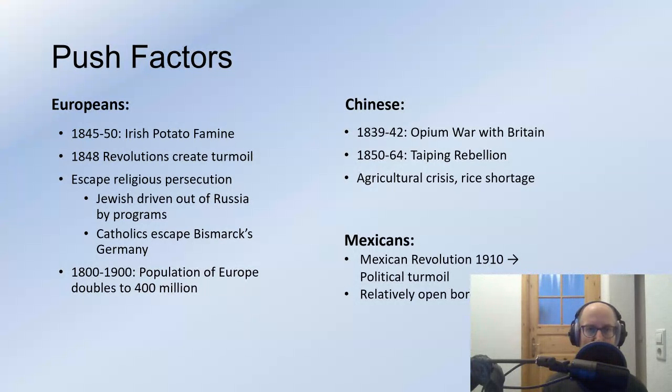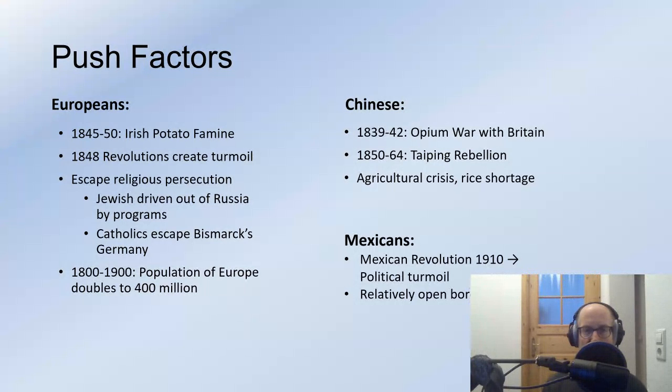The push factors for Europeans were the Irish potato famine, remarkably tumultuous, and the revolutions of the 1840s, the turning point on which history failed to turn. The 1848 revolutions undermined stability in the German-speaking states, in Austria, Hungary, and France. We have deposed leaders, and it's quite a kerfuffle, to say the very least.